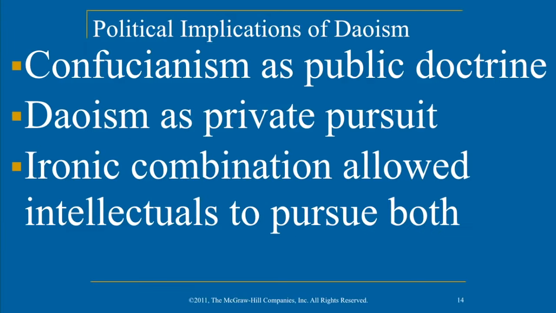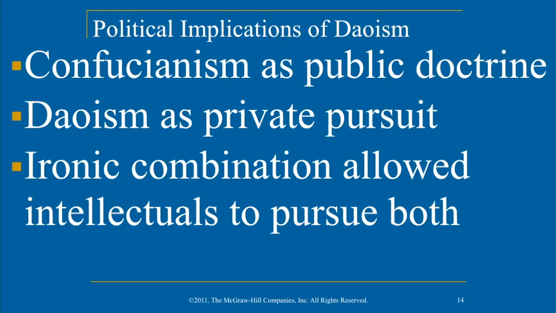Political implications of Taoism. Confucianism is taught as a public doctrine and Taoism as a private pursuit. Now, a public doctrine of Confucianism is the idea that society should be ordered. Many people reject the idea that Taoism should be used to organize society because it kind of leads to anarchy. If everybody is just going with the flow, there's no leaders. There's nobody to tell anyone what to do. There's no structure. If we're getting attacked by invaders, in Taoism you just let it go with the flow. Maybe you all die. That's okay. And many people are not okay with that.